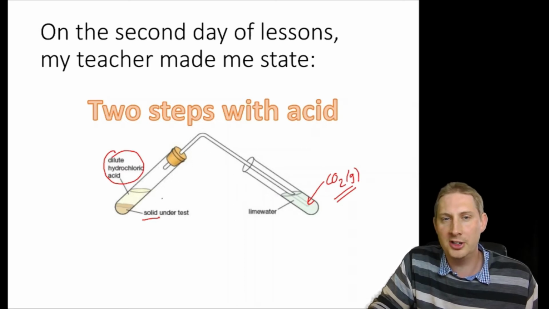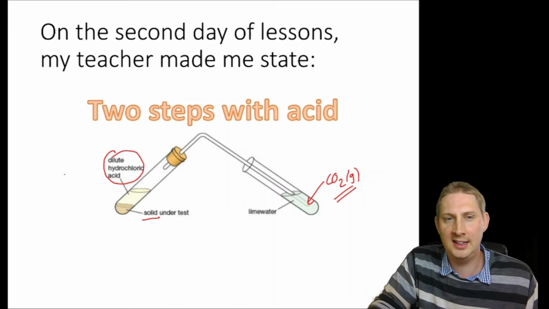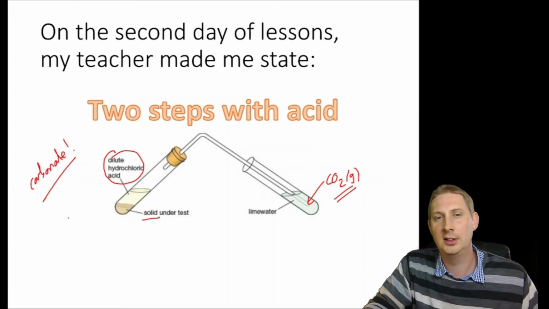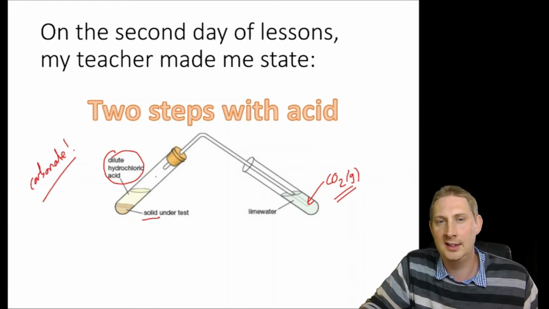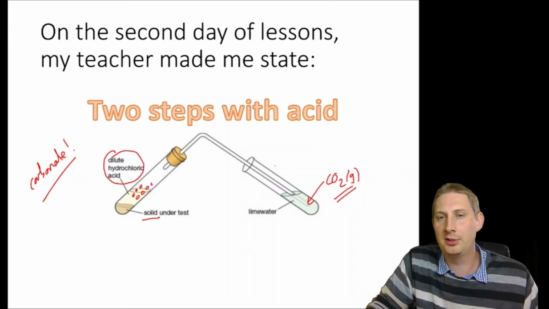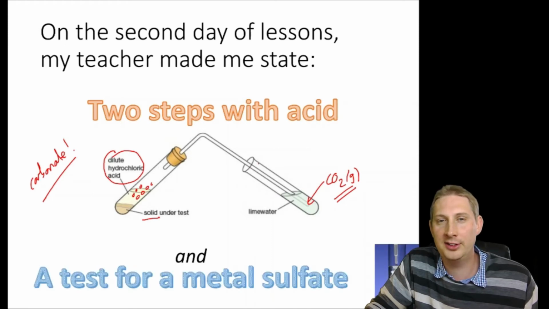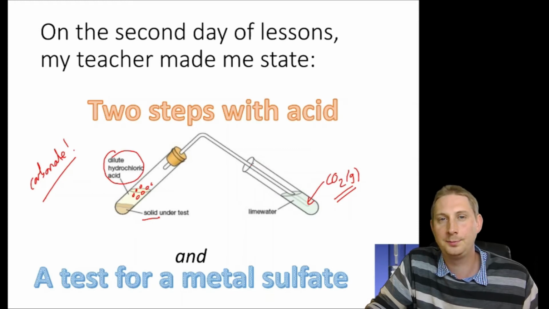What gives off carbon dioxide gas when it reacts with an acid? Hopefully you remember a carbonate. So if we have a carbonate, we add dilute hydrochloric acid, and if a gas is produced, if it bubbles, then that bubbles through lime water, and we can test it with the lime water to check for carbon dioxide. And the test for a metal sulfate, have you already forgotten it? I bet several of you have.